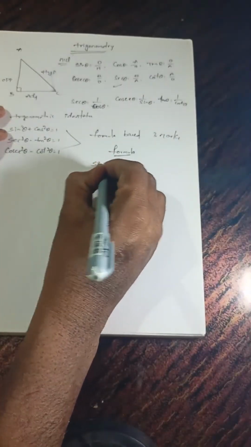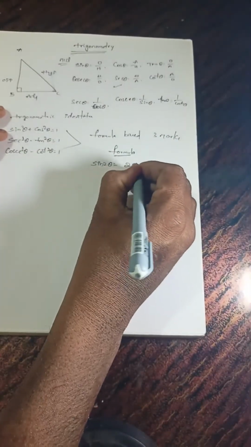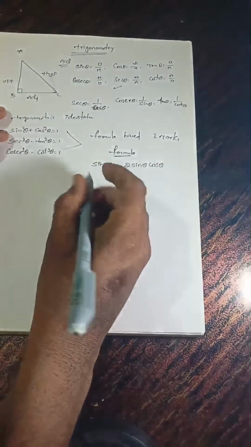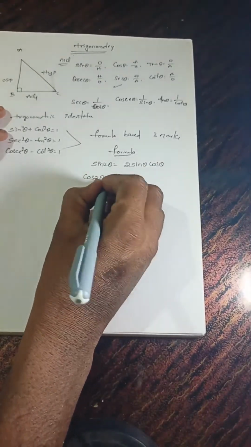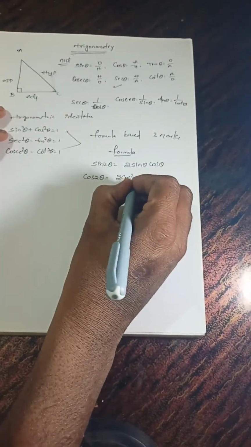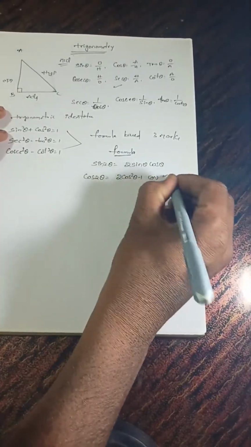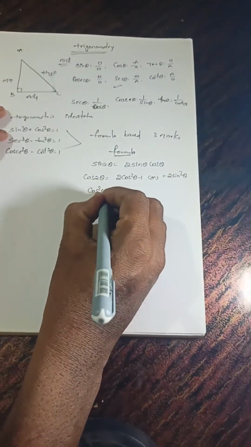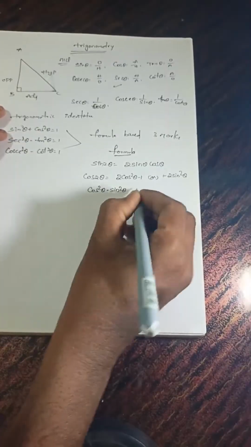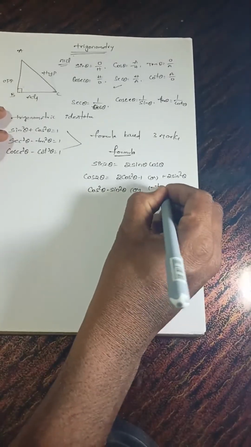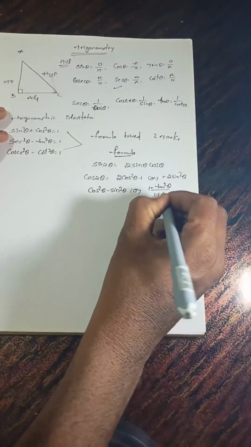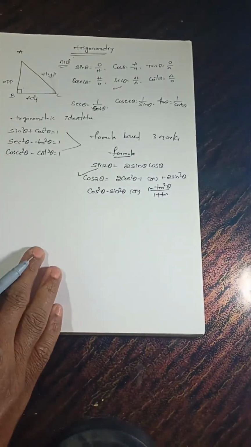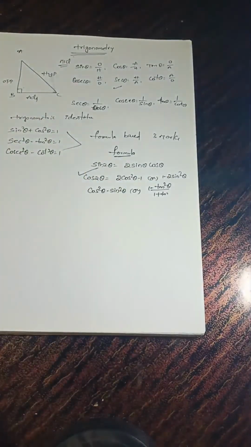What is the first one? Sin 2 theta is 2 sin theta cos theta. Cos 2 theta is 2 cos square theta minus 1, or 1 minus 2 sin square theta, or cos square theta minus sin square theta, or 1 minus tan square theta by 1 plus tan square theta. There is definitely use of this when we get sin cube and cos cube questions. There you are going to use this formula compulsorily.